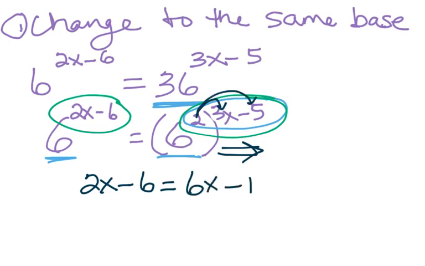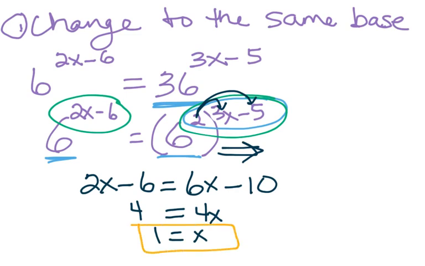6x minus 10. We're going to go through these solving, so we end up taking away 2x from both sides to get 4x. We're going to add 10 to both sides to get 4 over here. Divide both sides by 4, x equals 1. And hopefully we are done. Of course, if you want to put the solution set, you would use the braces.